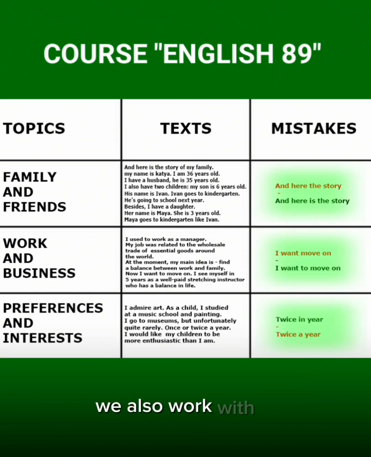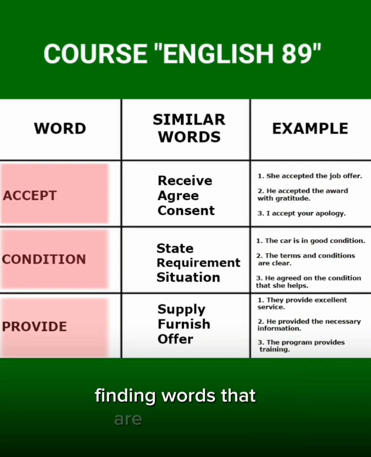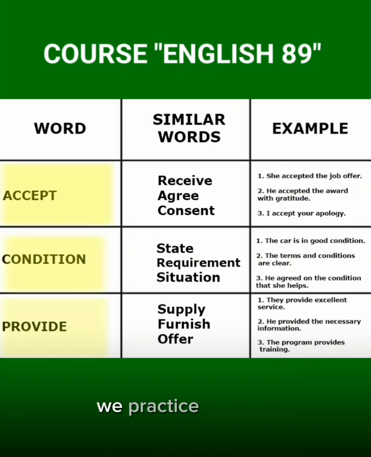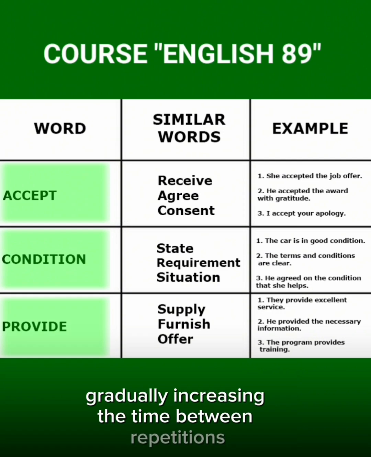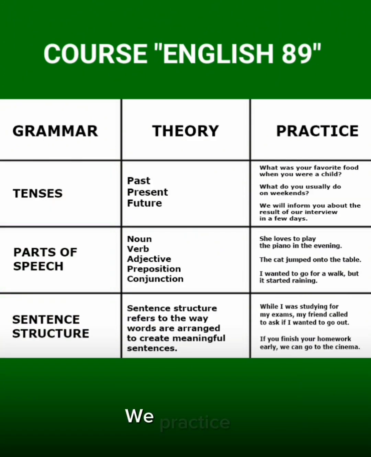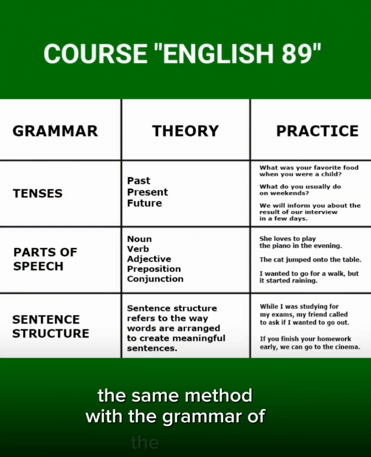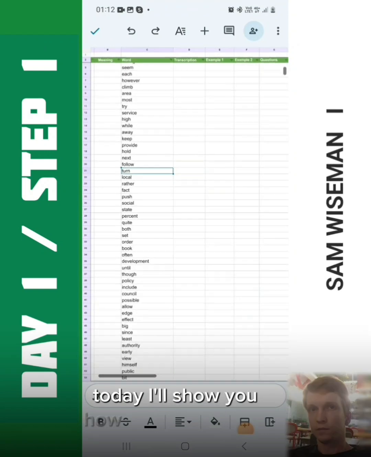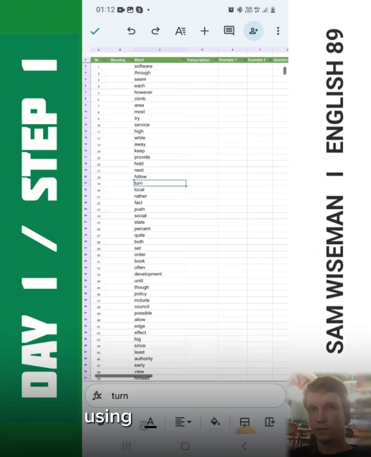We also work with words and tables, finding words that are difficult to remember. We practice these words more often, gradually increasing the time between repetitions to train our memory. We practice the same method with the grammar of the course. Today I will show you how we learn English and Chinese using a table method.